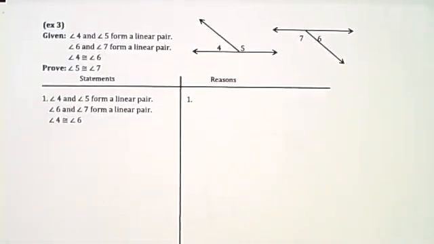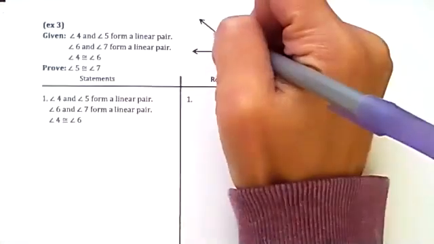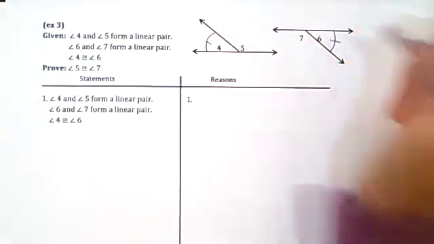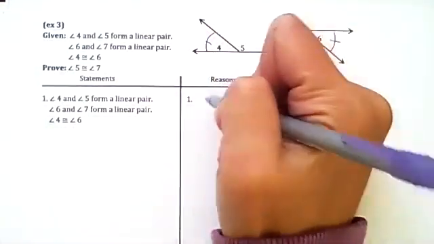Okay, so here's how we would do a blank one. We're given that angle 4 and angle 5 form a linear pair, angle 6 and angle 7 form a linear pair, and angle 4 is congruent to angle 6. I already restated all the given information.